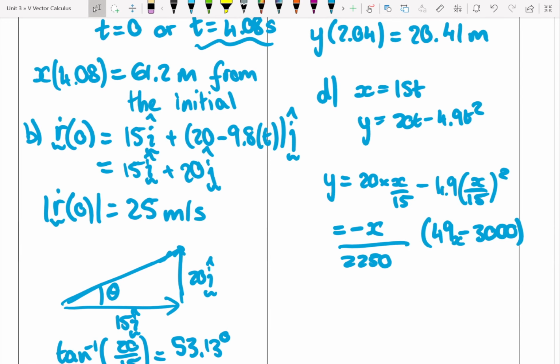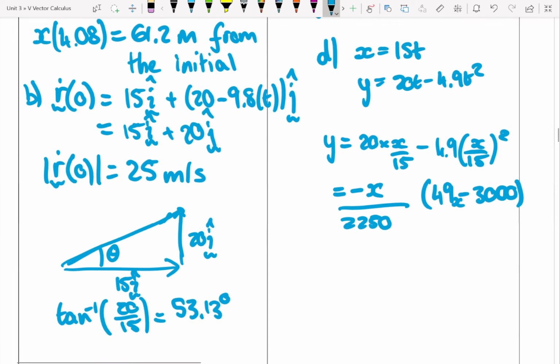But we can see this is a parabolic equation. We've got a leading term of x squared when that's expanded. It's just of the form ax squared plus bx. So a is less than 0, therefore the golf ball travels in a parabolic path.